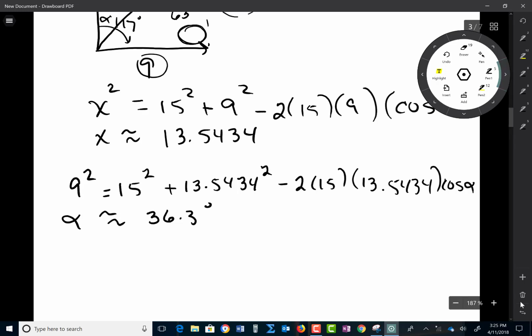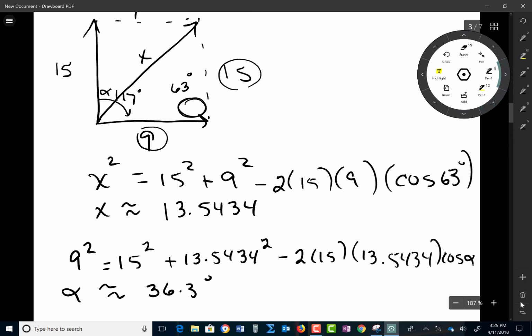So there's that. And then it asks you for the other angle. Let's go back up and look at our picture. So if the total angle is 117 degrees and the one that I just found is 36.3, I would take 36.3 from the 117 and I would get 80.7 degrees. So there's 3.